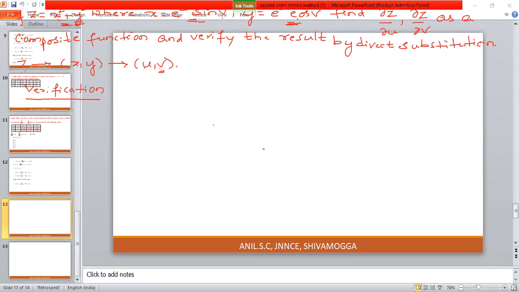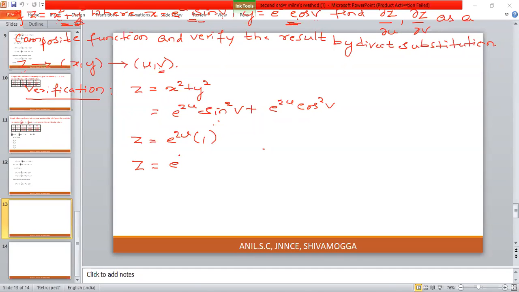Now verification by direct substitution. What is the definition of z? Z is equal to x square plus y square. It is given that x is equal to e power u into sin v. Therefore, x square is e power u whole square, that is e power 2u into sin square v, plus y square is e power 2u into cos square v. Therefore, z is equal to, here e power 2u is common in both the terms. We'll take it outside. Then what you get within the brackets is sin square v plus cos square v, which is equal to 1. Therefore, z is equal to e power 2u.